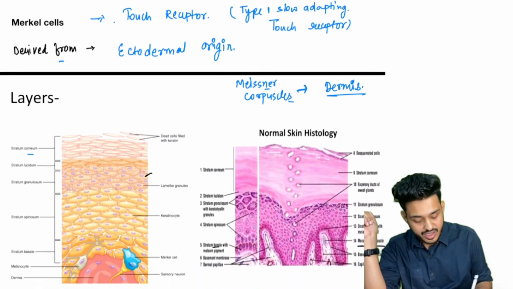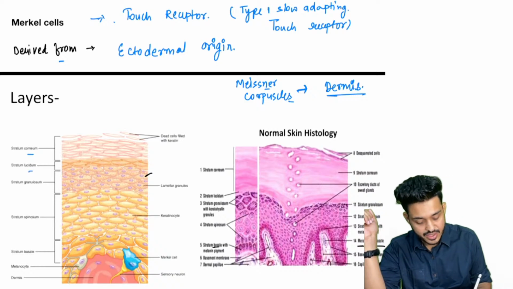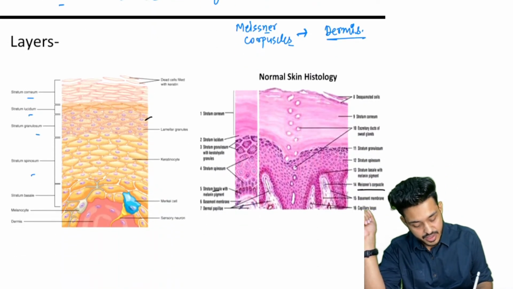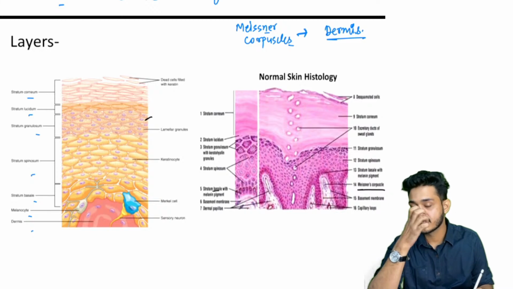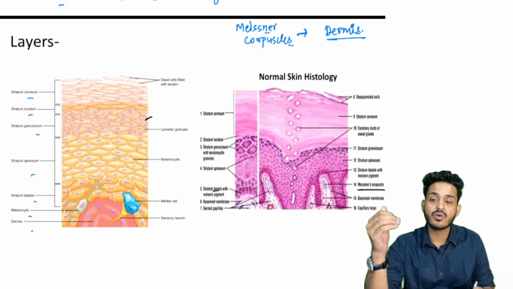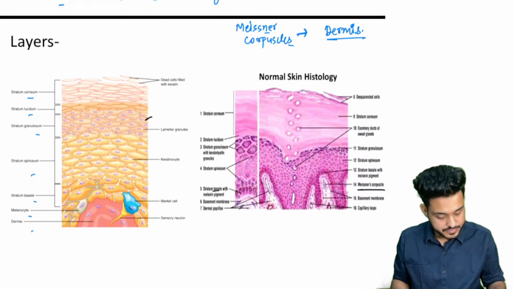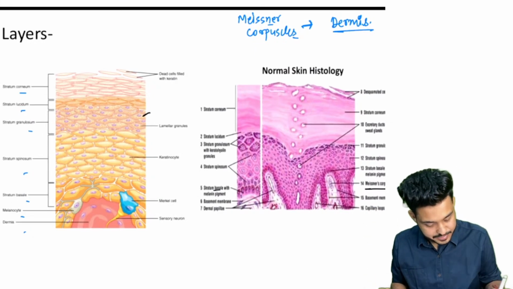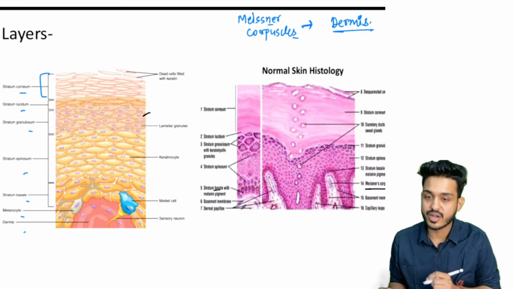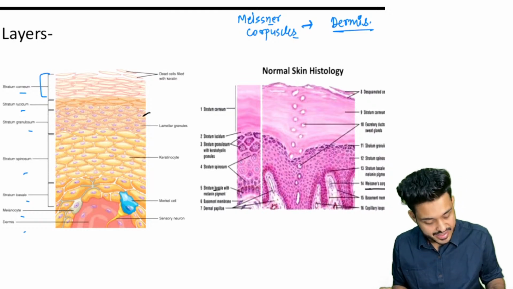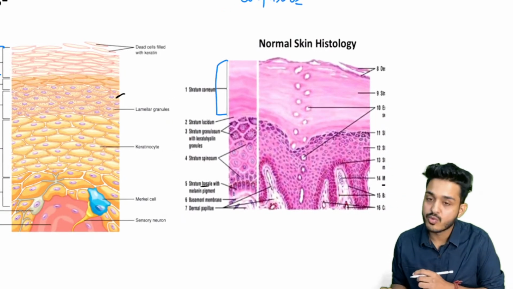Next, we have seen the different layers. What are the different layers? Stratum corneum, lucidum, granulosum, spinosum, basal, melanocytes, and then your dermis. Now we will correlate this with the histopathology part. Look here, how does it look? This is your stratum corneum. There is no nucleus here. This is your stratum corneum, devoid of nucleus.